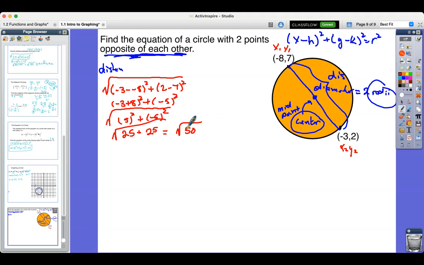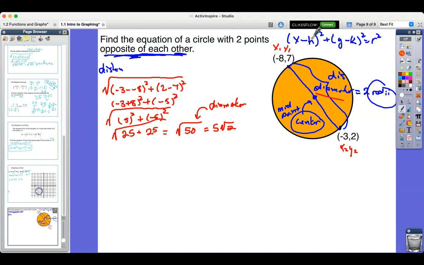Now you can leave it like this, or you can go ahead and simplify it. Either way, you end up getting 5 radical 2. I will leave it in radical form. All right, so that right there is our distance. This right here is our distance, okay? Distance is all the way across. It's also our diameter in this case. So this is our diameter.